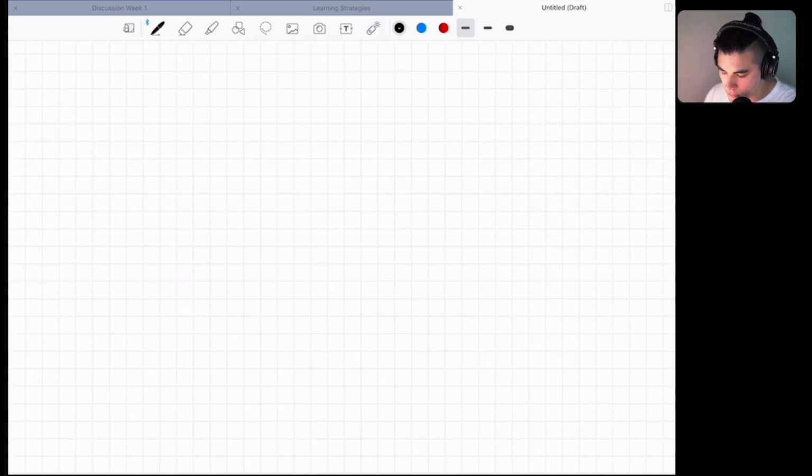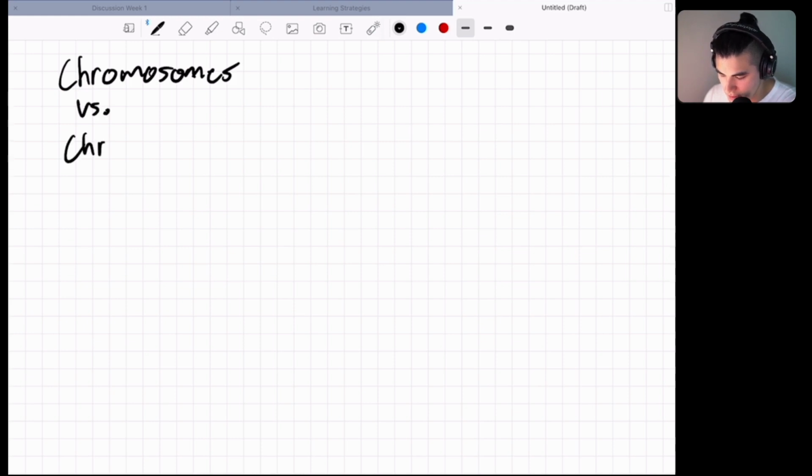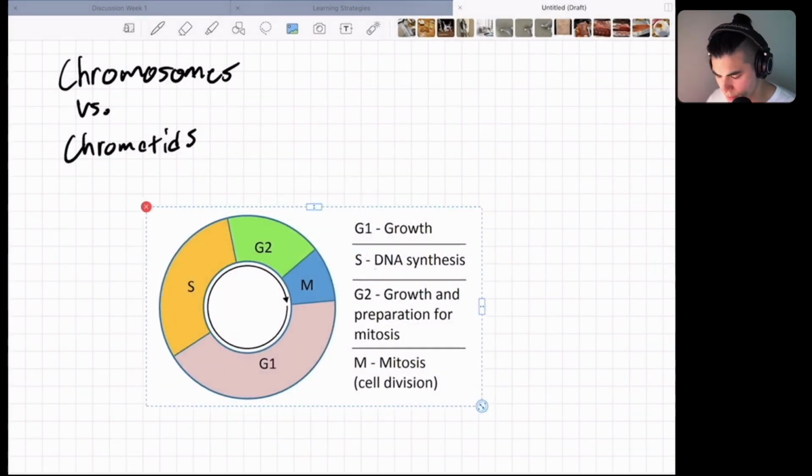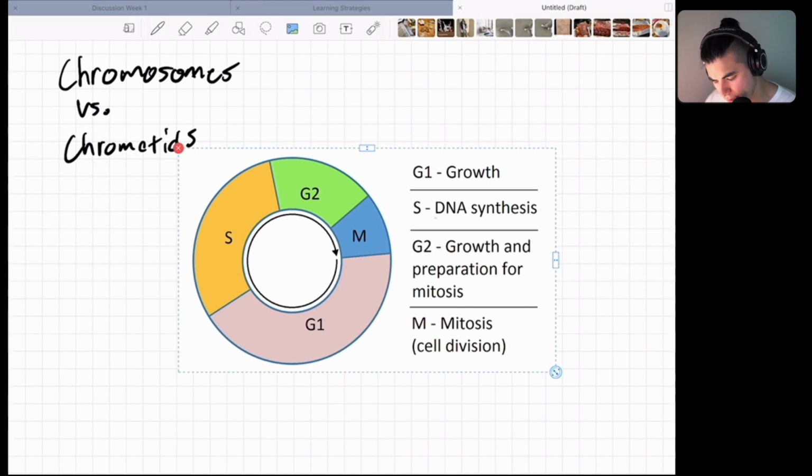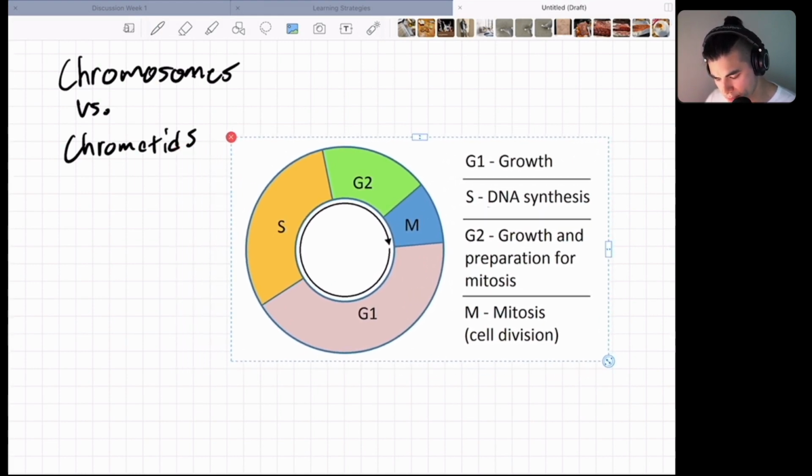Now, chromosomes versus chromatids. Let me just pull in a picture here. I know what you're thinking. Why are you showing us a picture of the cell cycle when we want to talk about these things?